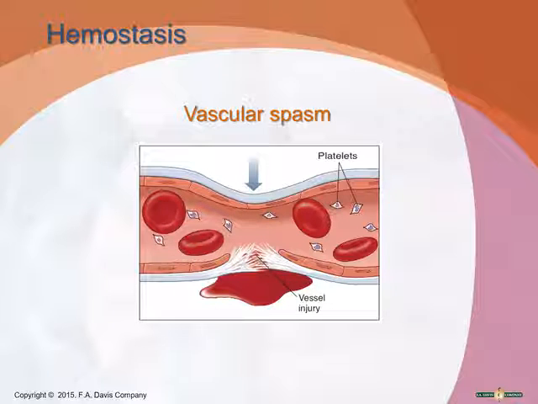As soon as a blood vessel is injured, the smooth muscle fibers in the wall of the vessel go into a spasm. That slows the flow of blood. You can see that pictured here, this injury, and the walls are going into a spasm to stop the blood from flowing out.